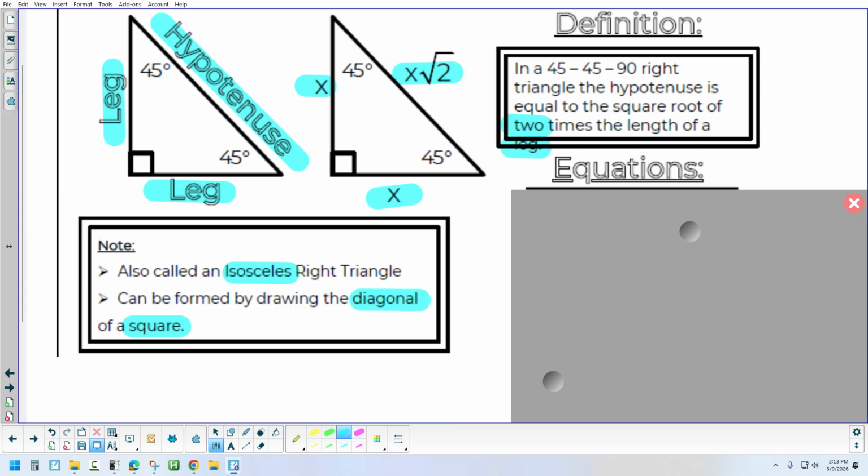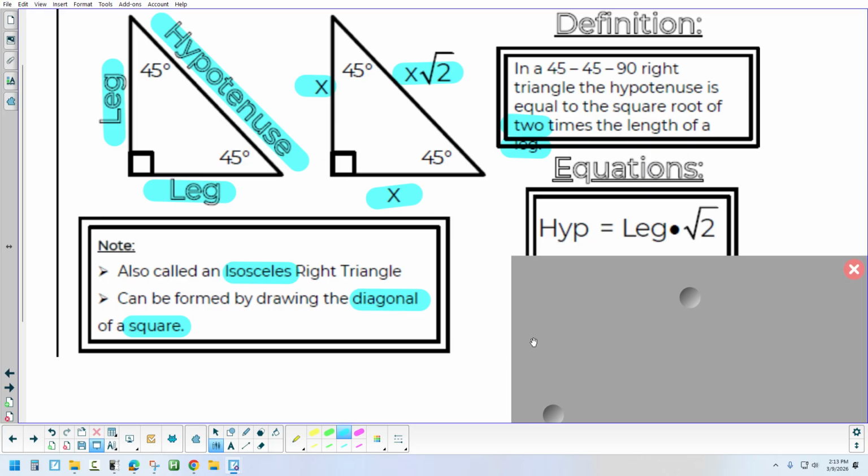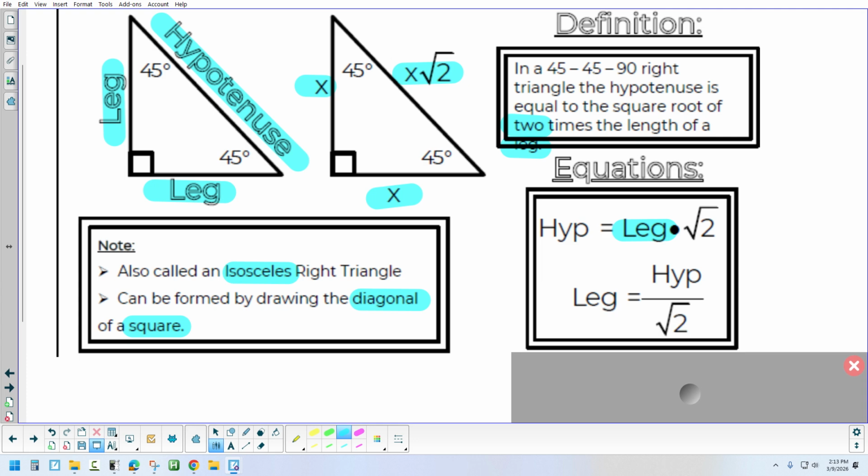All right. So the most important thing on the notes is the equations that are in this box. Okay, where it says equations, you want to fill in leg right next to square root of 2. And in the other one, it says leg equals, I don't think you have that part, hypotenuse over the square root of 2. So everything that I just highlighted, those were everything that was missing that you had to write down on your notes.